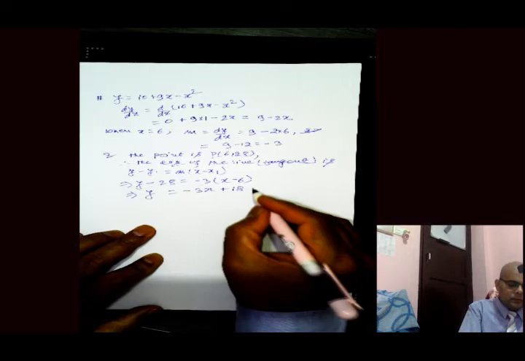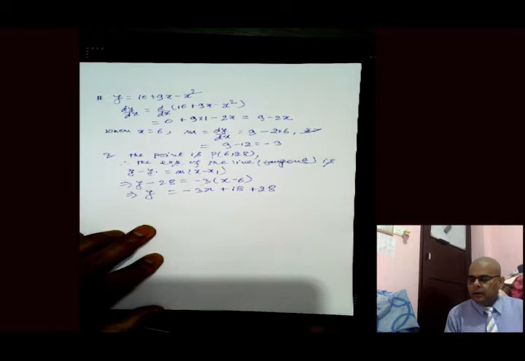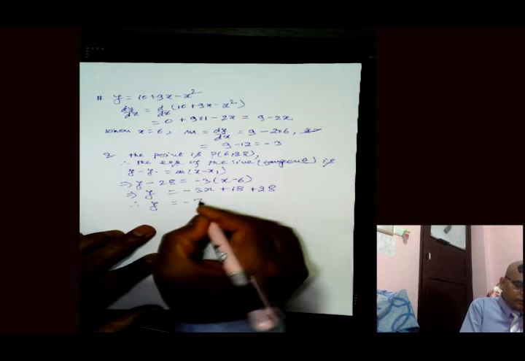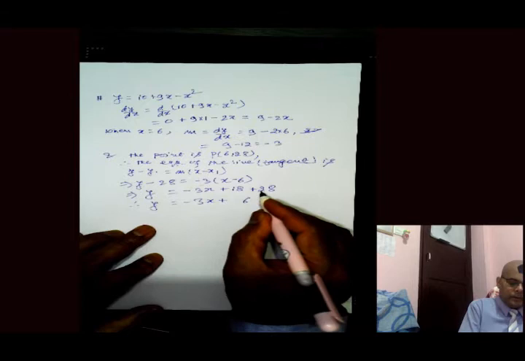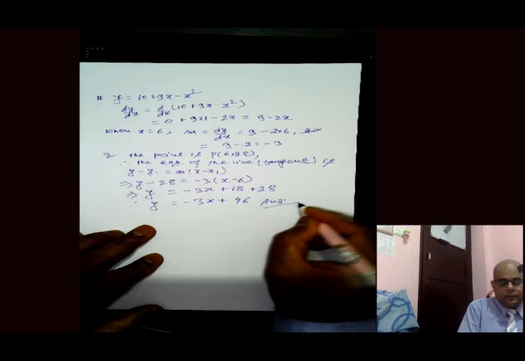Okay, so when it is plus 28, your equation of line is y equals minus 3x plus 8 plus 8 is 16, and 1 plus 2 is 3, and plus 1, so over here this is 46. So this is the equation of the tangent.